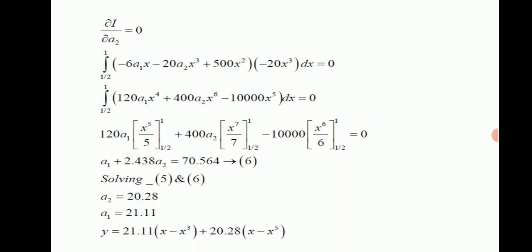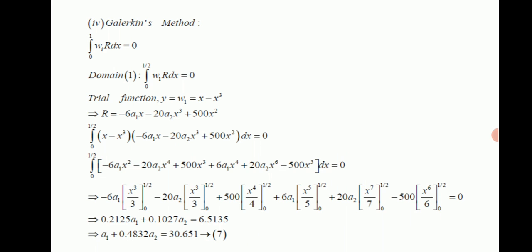When solving equation 5 and equation 6, we will get the answer as a1 is 21.11 and a2 is 20.28. The solution is y is equal to 21.11 x minus x cube plus 20.28 x minus x power 5.